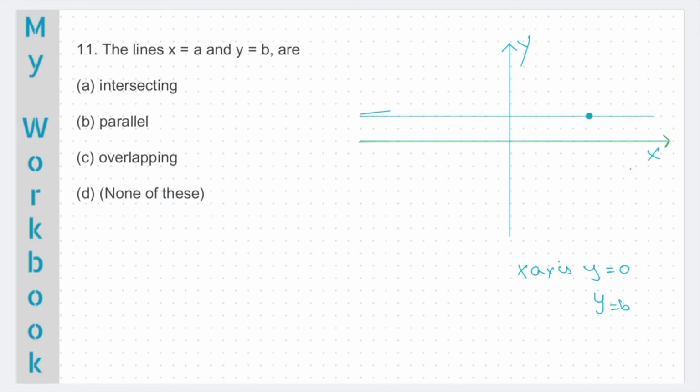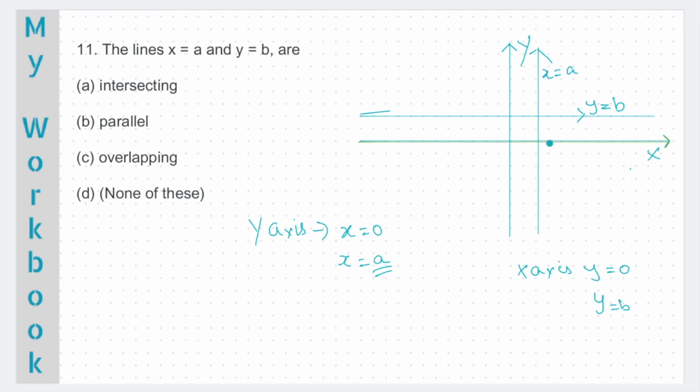A line parallel to the x-axis is generally of the form y is equal to b. Similarly, the equation for the y-axis is x is equal to 0. When x is equal to a, where a can be any constant, like 1 or 3 or 5, such a line is graphically a line parallel to the y-axis. Such a line's equation will be x equal to a.